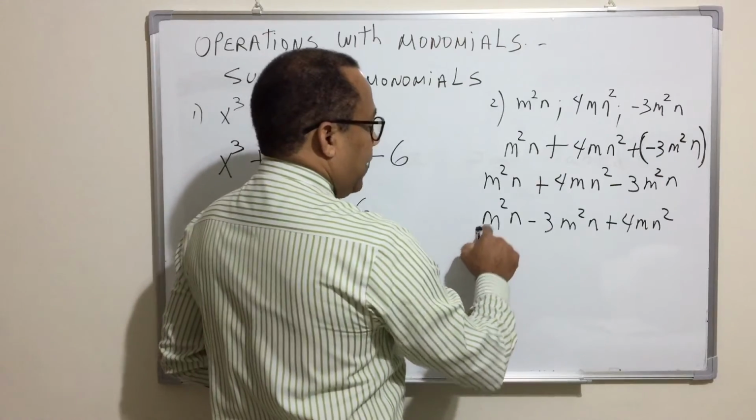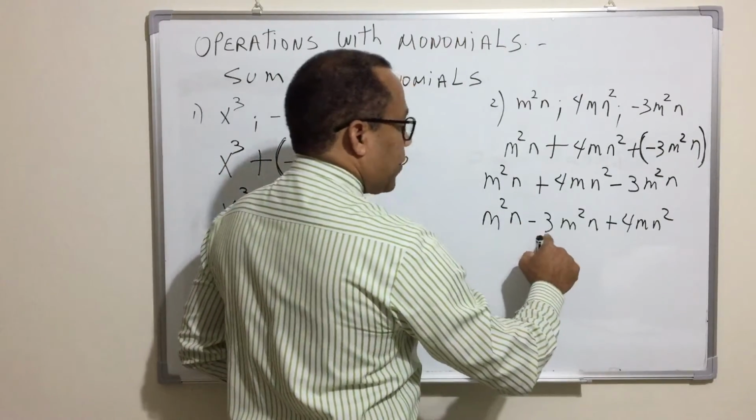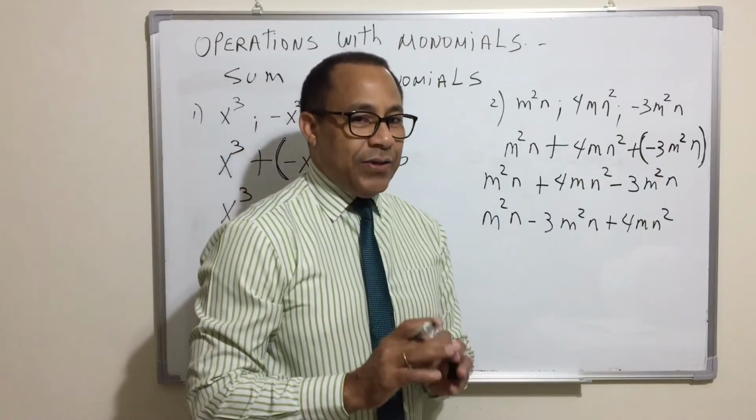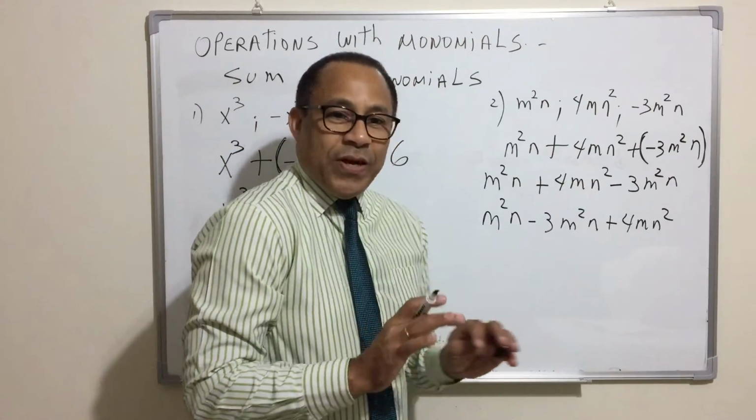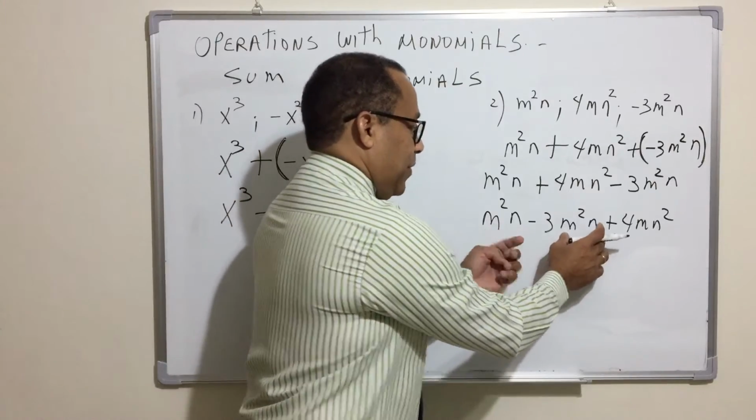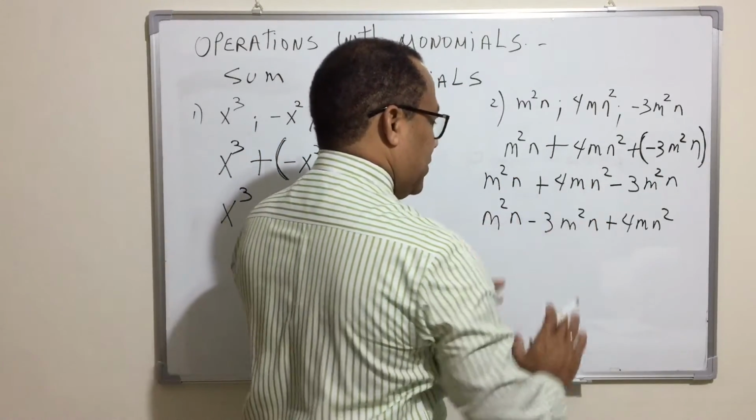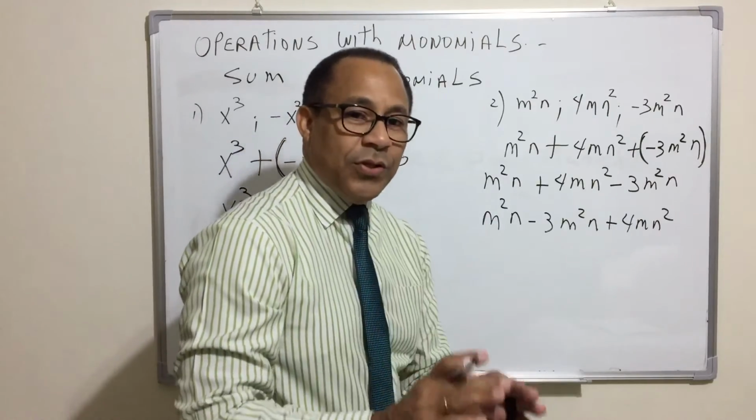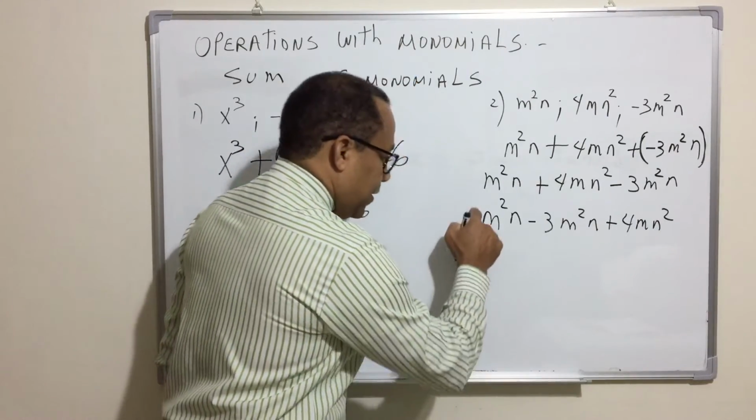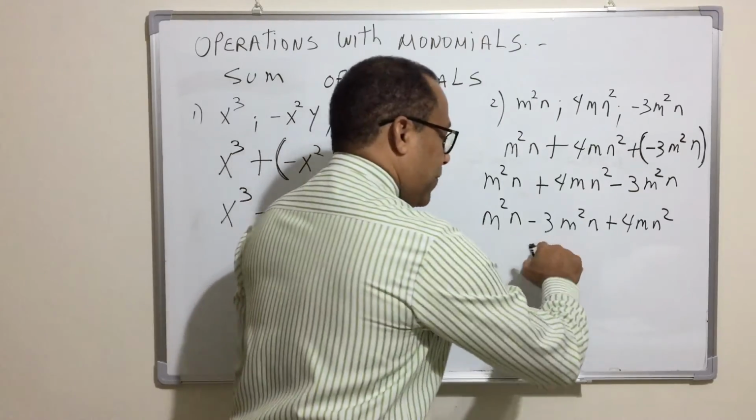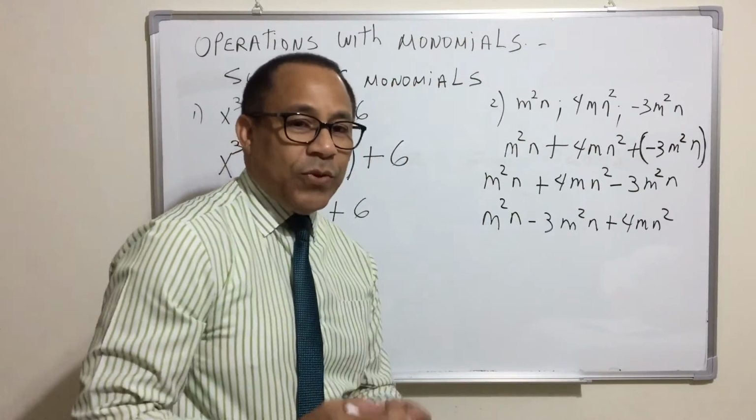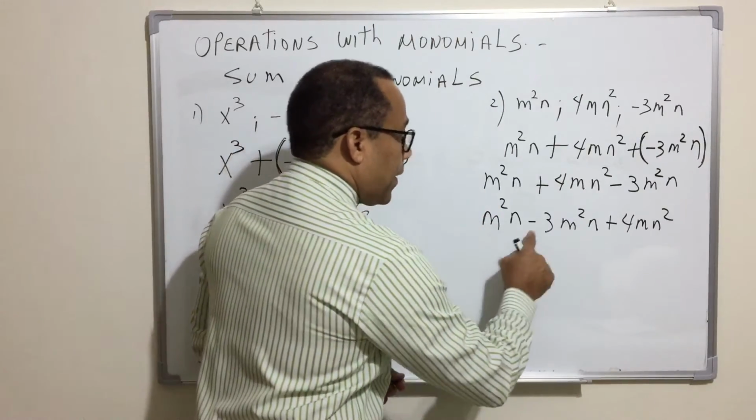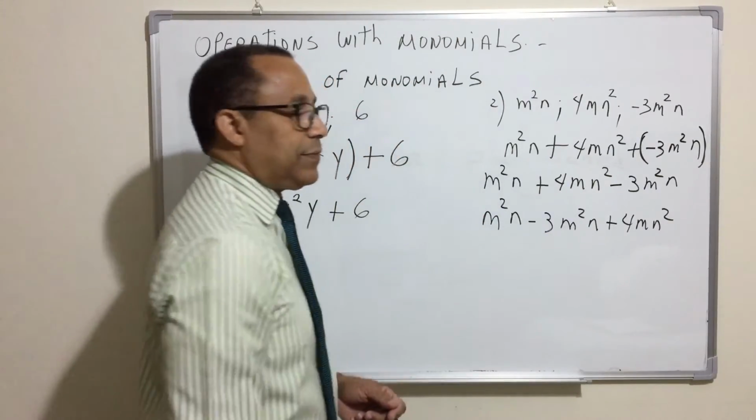It says m to the second n minus 3m to the second n. Since they are like terms, you may forget about the variables because you already know they are like terms. So you just need to focus on the coefficients. You need to focus on the numbers. There's a 1 here, and this is a negative 3. So actually what I'm doing is subtracting what it says here, 1 minus 3.